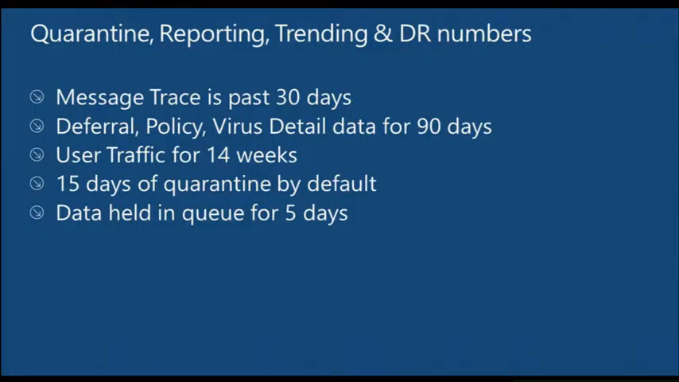So a few simple stats, and this is more for reference than anything else, just some numbers around how long we keep different types of data. Message tracing data is kept for 30 days. We keep deferral, policy, and virus details for 90 days. User traffic is kept for 14 weeks, so we can see trending over time. We keep mail that goes into quarantine for 15 days, and we can queue mail for up to 5 days if your connections are down. So just data for reference, but worth being aware of as you look to take the service. It's worth knowing exactly what those policies are.